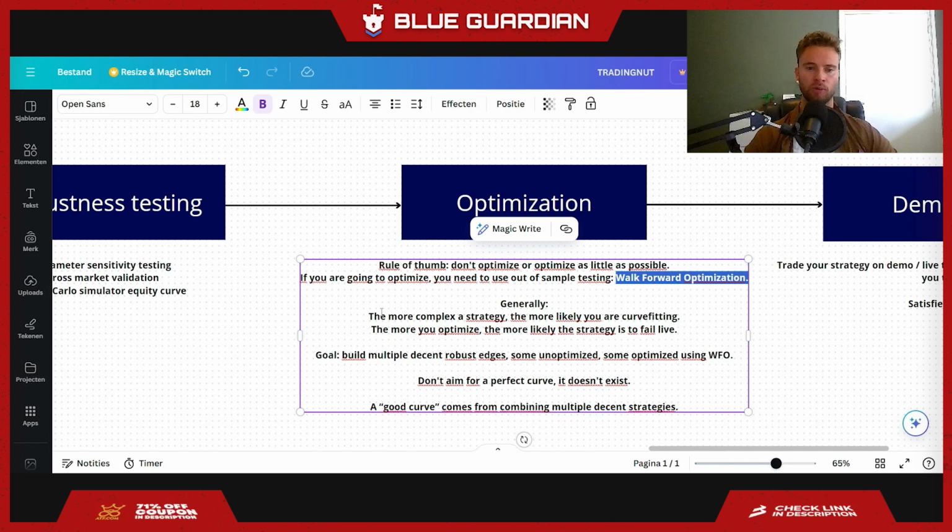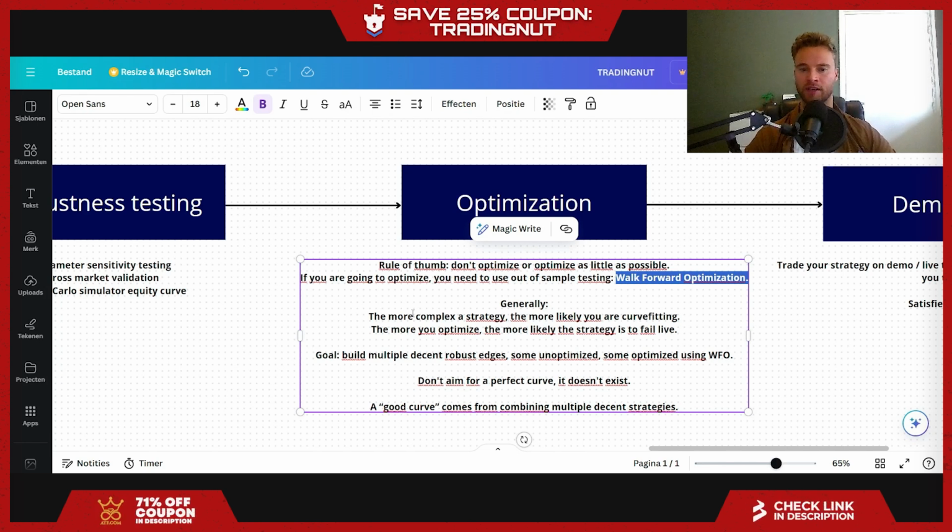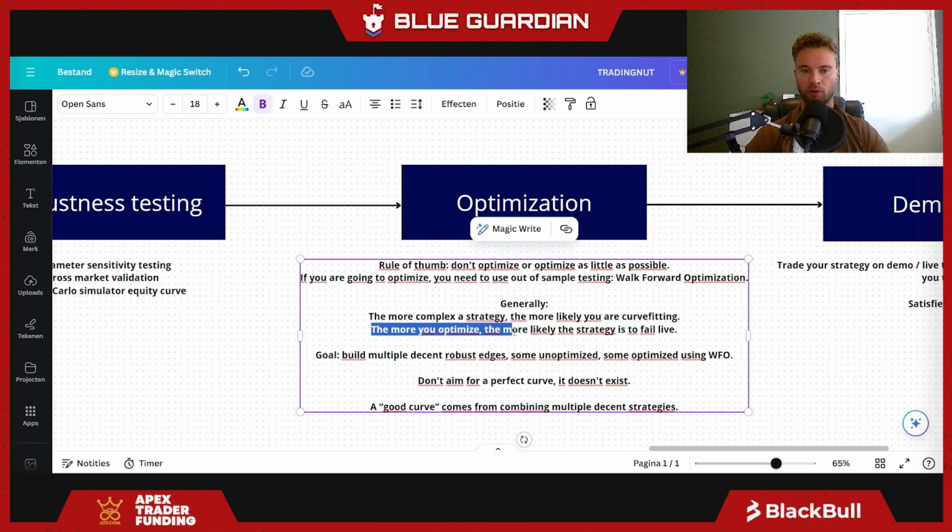Generally, the more complex a strategy, the more likely you're curve fitting. If you have 5 different indicators and filters and things you want to see and you can optimize, it's way easier to over-optimize and curve fit. If your strategy has unoptimizable stuff in it and just a few rules, it's less likely you're going to curve fit. The more optimized, the more likely your strategy is to fail live.